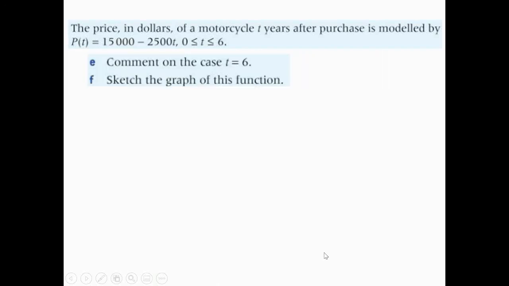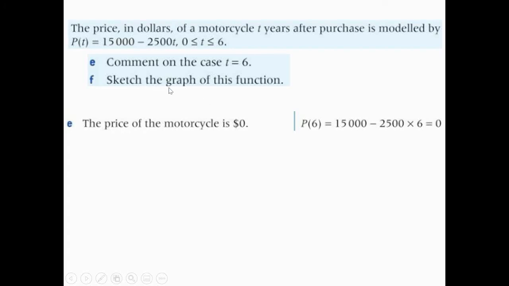Two more questions related to this. We have comment on the case t equals 6. What happens when t is 6? And then sketch a graph. Okay, let's try. So commenting on that, well, first of all, when you put p of 6 in, you notice you get 0. So that means after 6 years, apparently the motorcycle has no value. And that's kind of why this says this function only works from 0 to 6, because after that, apparently it will have a negative value, and that's not true. Even a 0 value is not true. You can always sell a car or motorcycle for something, right?